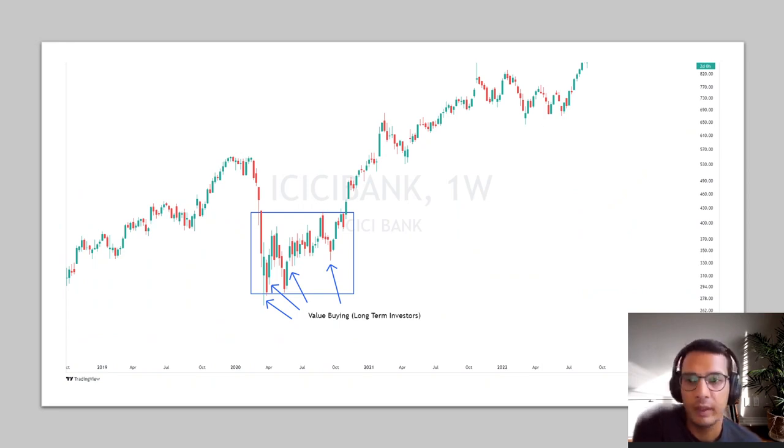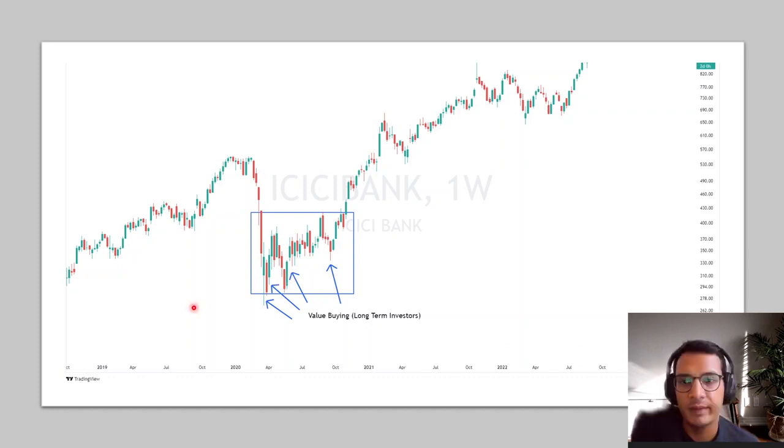So let's look at an example. Over here you can see that this is a chart of ICICI Bank on a weekly time frame, and you can see here that after the COVID fall in this area, we can clearly see a lot of long wicks. You can see this long wick, then you can see this bullish engulfing candle, then you can see this bullish engulfing candle at very low levels.